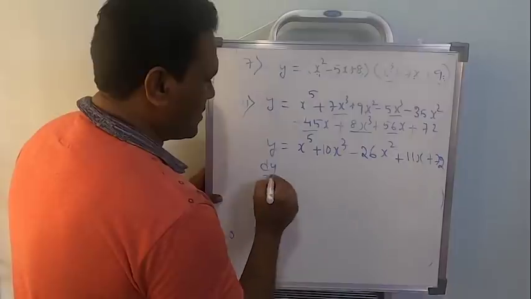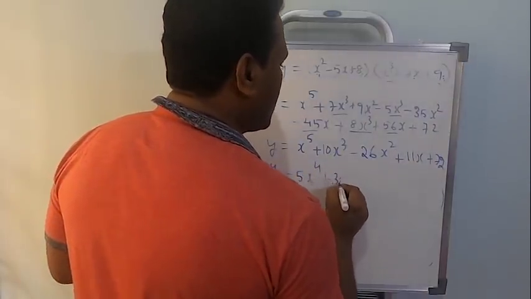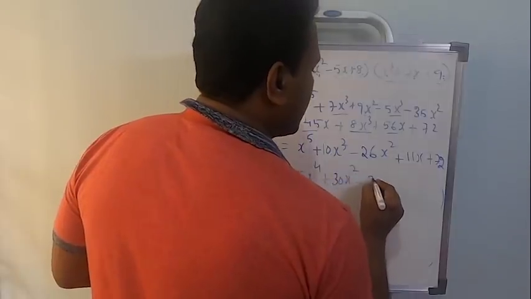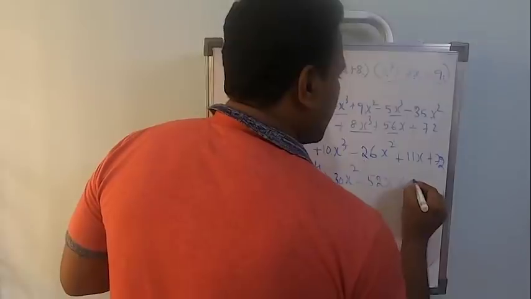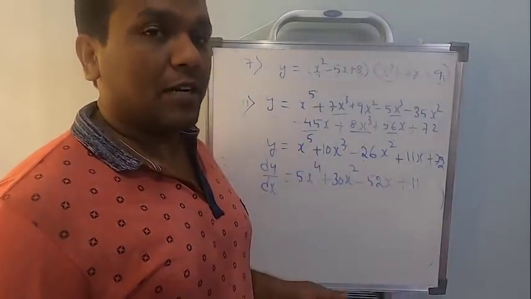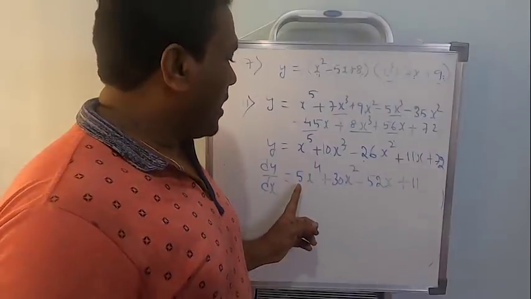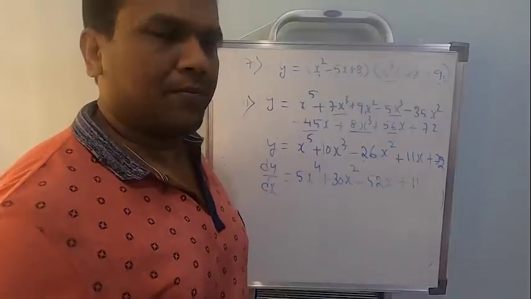Now differentiate this. This is going to be 5x power 4 plus 30x square minus 26 into 2, that's going to be 52x plus 11. Remember in the previous step, previous method I said you multiply, get it in the form of a polynomial. This is what you will be getting, the same. I hope it's clear.